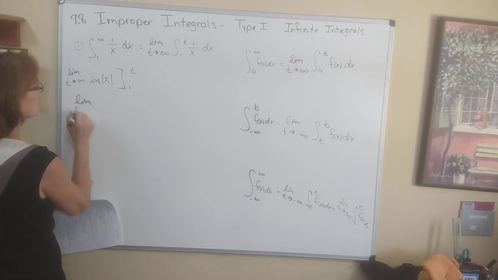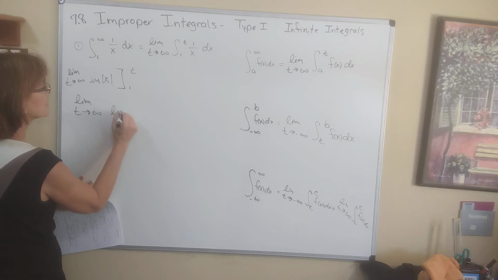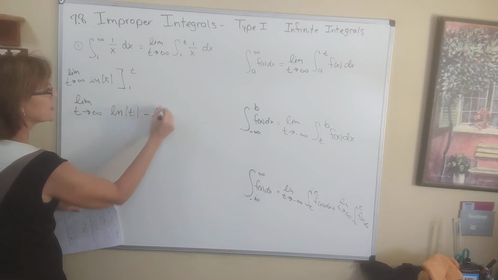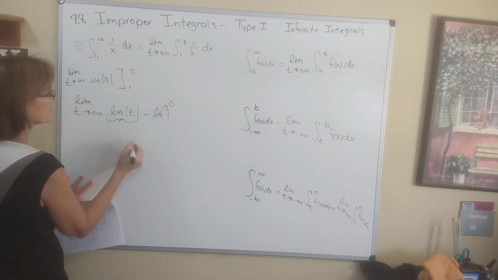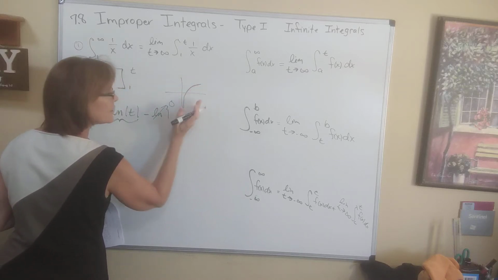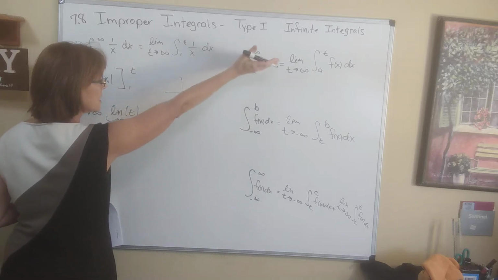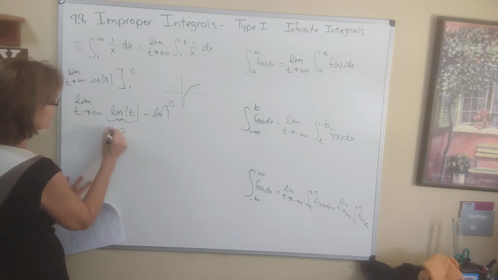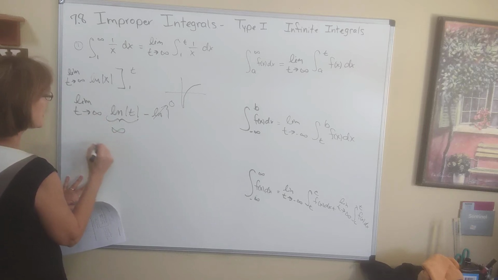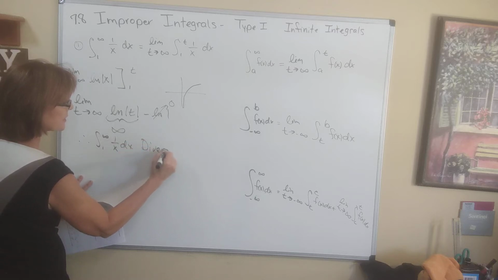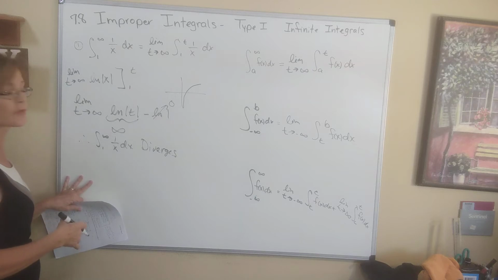This will be the limit as t goes to infinity of the natural log of t minus the natural log of 1. Well, the natural log of 1 is 0, so we're just considering the natural log of t. But if you think of a logarithmic graph, it starts off here and then it increases. As x approaches infinity, it continues to increase. So the natural log of infinity is going to be infinity. So this diverges, and therefore we say that the integral from 1 to infinity of 1 over x dx is divergent. It diverges. Okay, that's the answer for the first one.